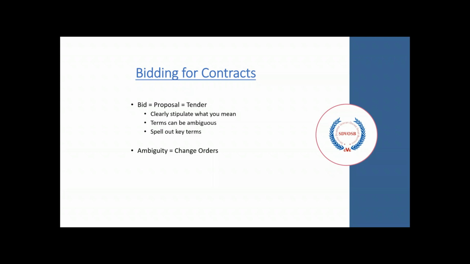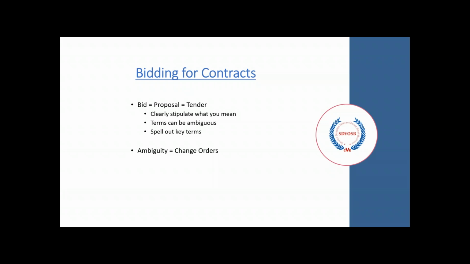A bid is often the same as a proposal. It needs to clearly stipulate what each side of the agreement means. Terms can be ambiguous. This is an industry where standard terminology varies from job site to job site, and often there can be confusion with the way things are labeled.